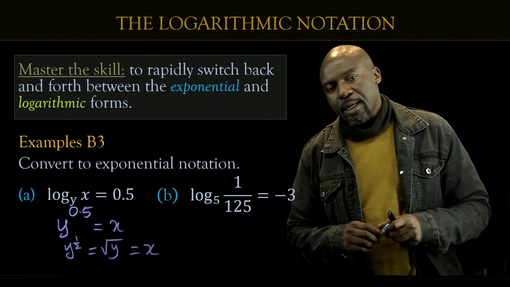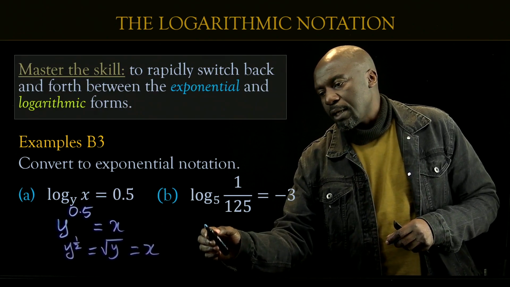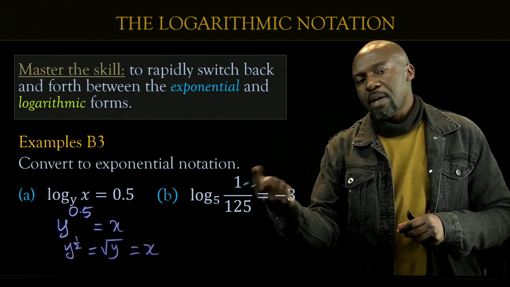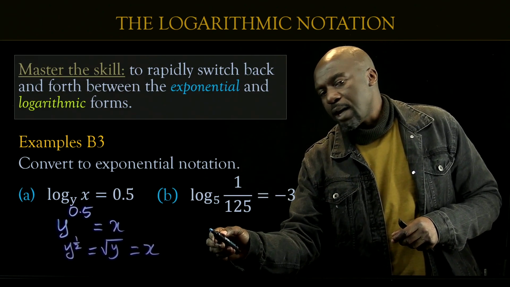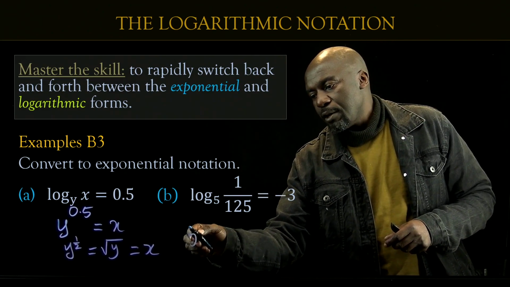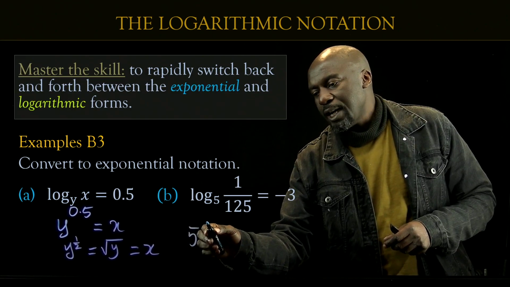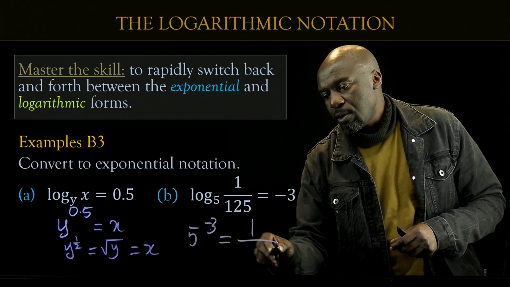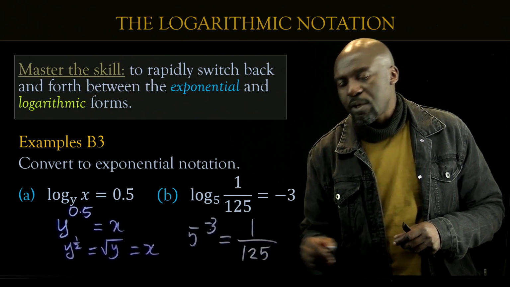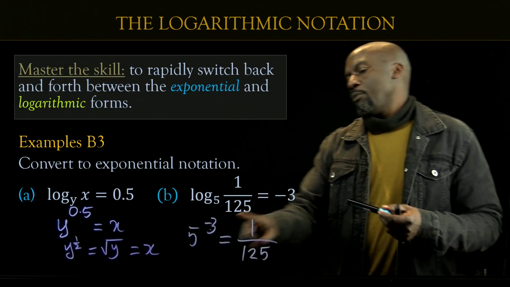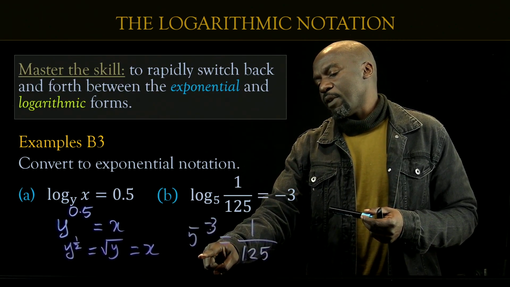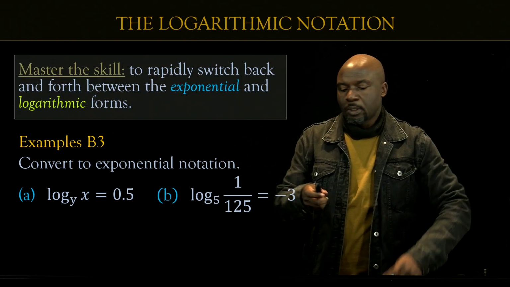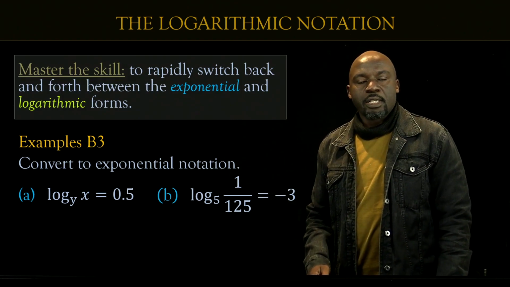Okay? In the second one, we would write that 5, because it is the base, 5 to the power of negative 3 must be 1 over 125. So 5 to the power of negative 3 must be equal to 1 over 125. And that is actually true, because this is 1 over 5 power 3, and 5 power 3 is 125. Right, let's move on. Let's see what's next for us.